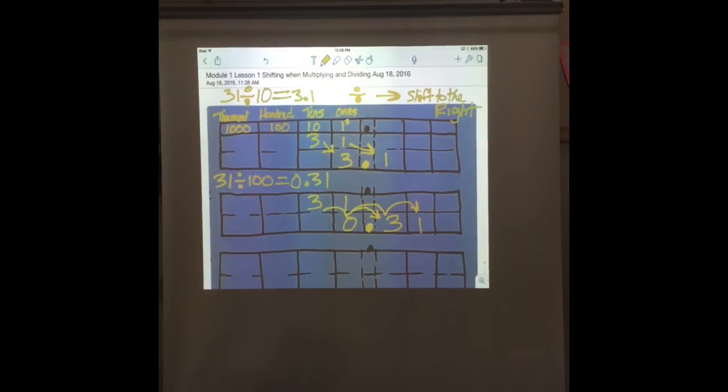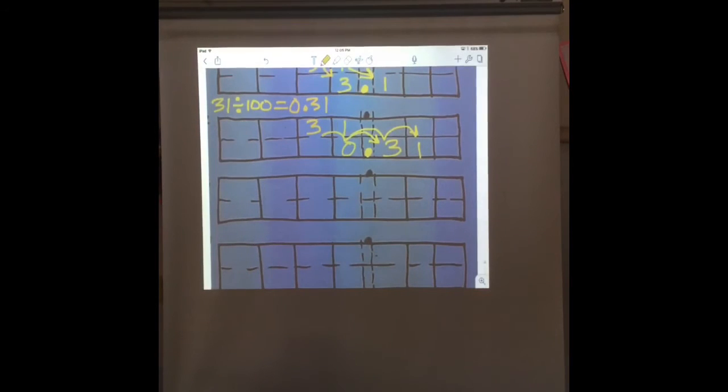Let's do another problem. Let's say we have 3.7 and we're going to divide this by 10. Okay? Where do we put our 3? Yeah, next to the decimal, right? Yeah, I like that idea. I'm going to put the 3 on the left side of the decimal. I'm going to put the 7 on the right side of the decimal. Sounds great. I like the way you said that.